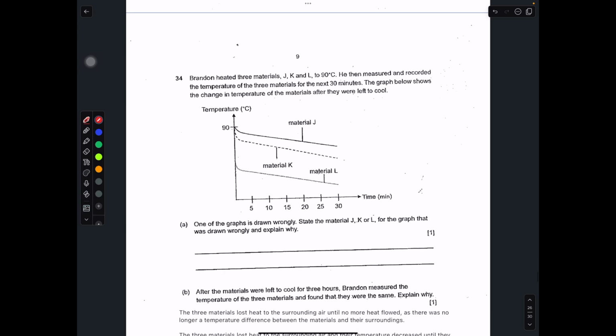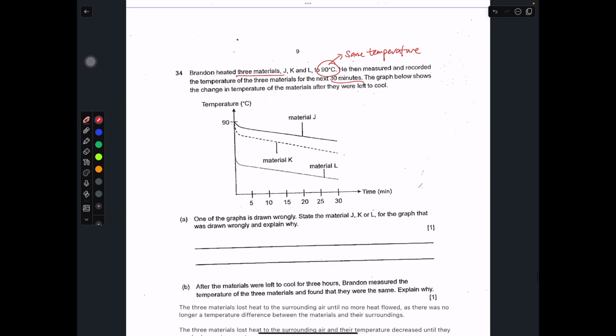So Brandon heats 3 materials J, K and L to 90 degrees. So they are trying to tell you they heat them to the same temperature and record the temperature for each of the 3 materials in the next 30 minutes. The graph shows a change in temperature after they were left to cool. So you can see all of them, the temperature decreases. So it must show you all of the materials lose heat, because it was left to cool, so it must lose heat to the surrounding.